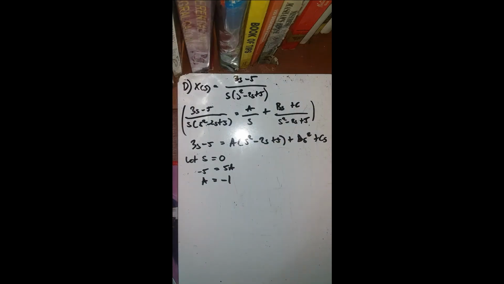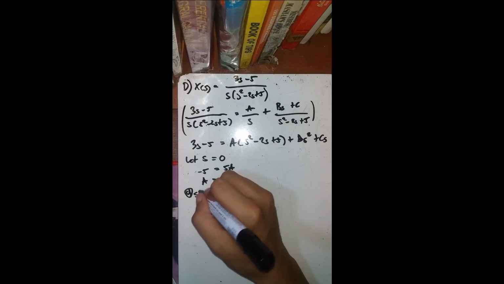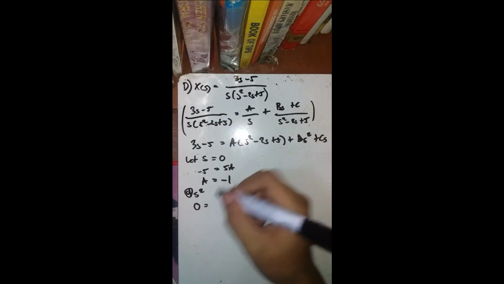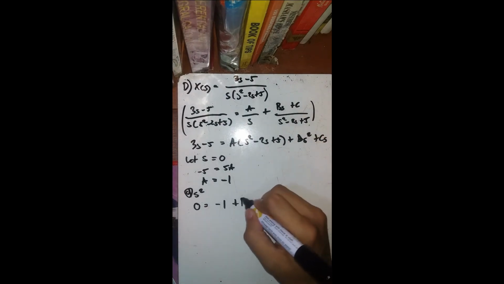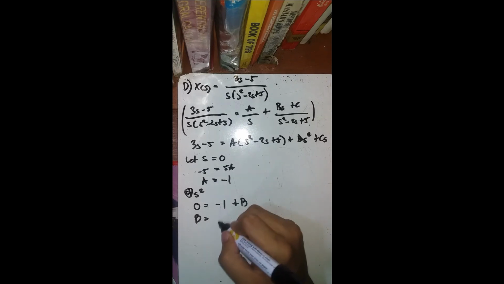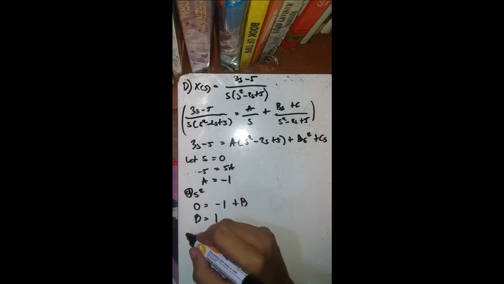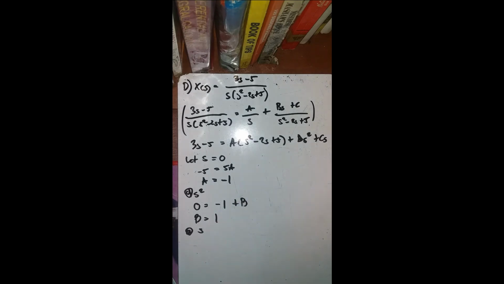So let's start on with the coefficients. So at s squared, your s squared here is 0. Your A here is negative 1. Next we have here plus B. So your B here is equal to 1. Next we have here at s. So you have here 3 equals, so this is your negative 2 times your negative 1. Then there's plus C. So this 2 is transferred to the other side. So your C is equal to 1.